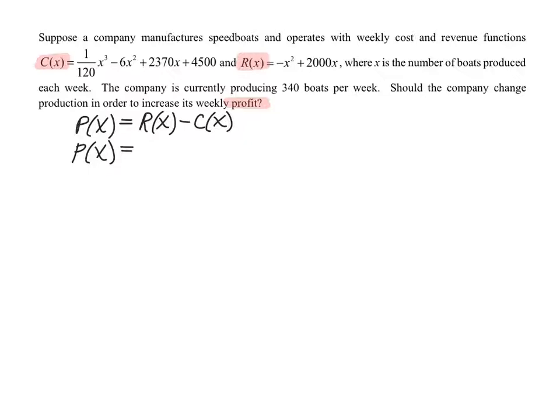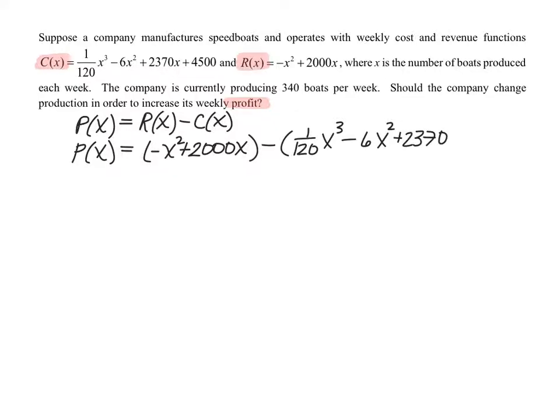Since we know both the revenue and the cost functions, we can create a profit function. The revenue function was negative x squared plus 2000x. This was a quadratic revenue function. And then we'll subtract off the cost function, which happened to be a cubic function. Now it's important when we subtract off this cost function that you have the entire cost function in parentheses, since it has more than one term. And we are subtracting, so we'll have to be sure to distribute so that we subtract every term.